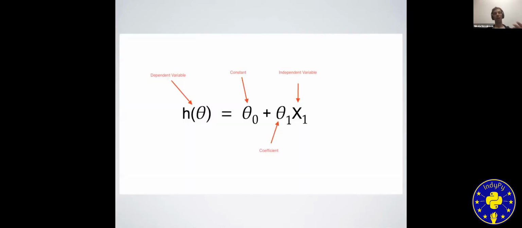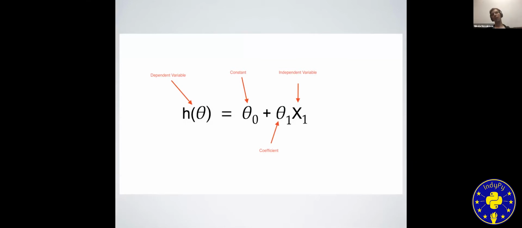We already kind of saw this equation. And as I said, it's the backbone of linear regression. I'm going to talk about it a little bit more. On the left, we have h of theta, which is called a dependent variable. That's the thing we're trying to predict. So in our case, it's salary.